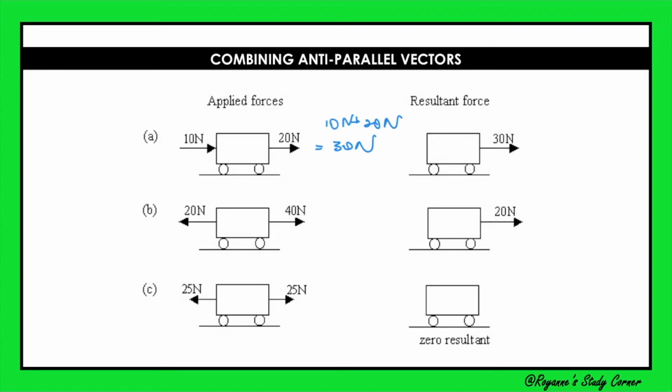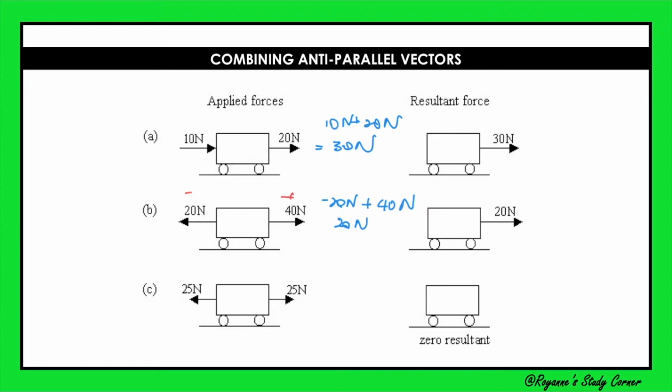So let's say we choose right as positive and left as negative. We're adding as usual. This means we're adding negative 20 plus 40. And that gives us 20 newtons. This means that the trolley will end up going in the direction of whichever force we put as positive, which we see is true here. It's moving off with a magnitude of 20 newtons in the same direction as the 40 newton force.